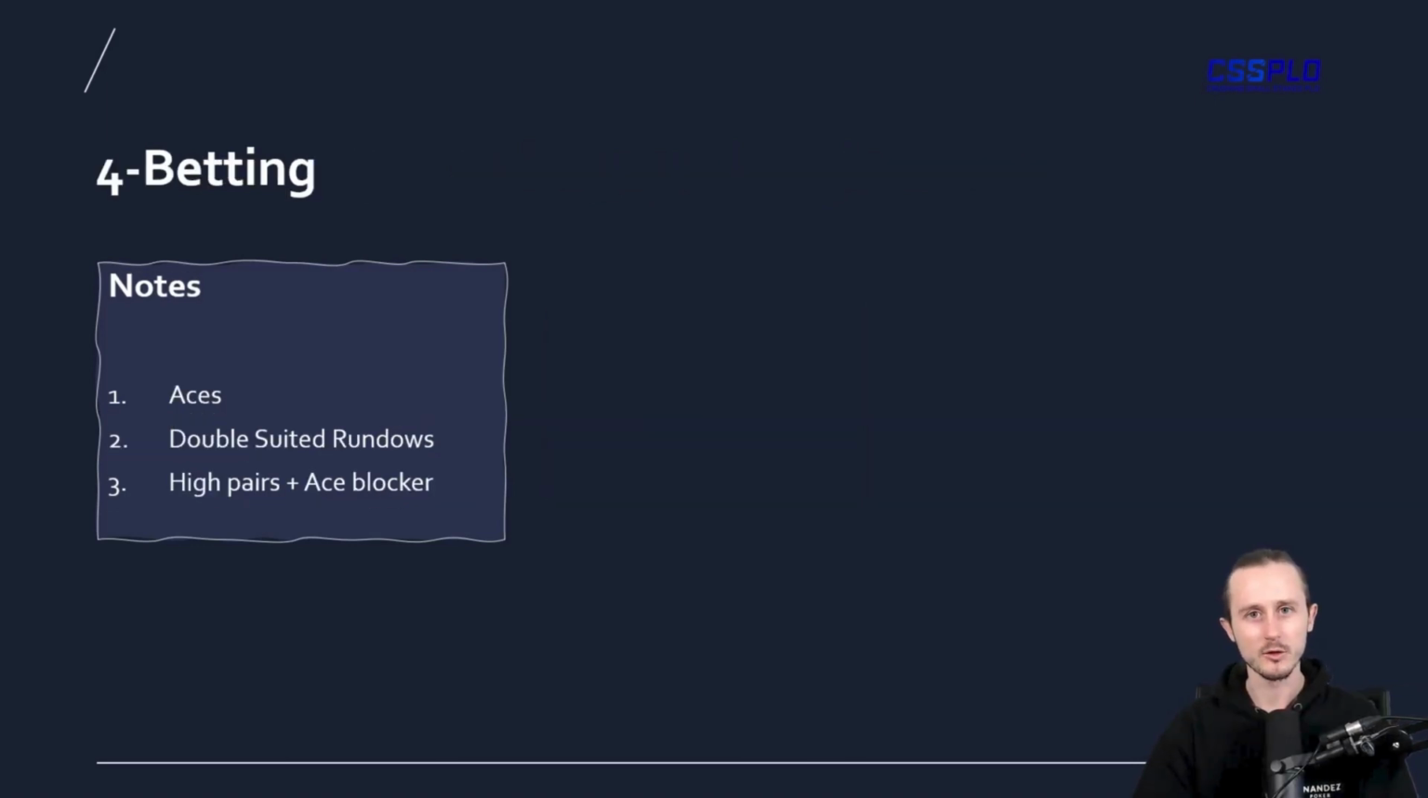Let's finally look into our 4-betting strategy here. So far we have learned that we should have a very tight calling strategy facing a squeeze here, that we should have a very high fold frequency. When it comes to 4-betting in this scenario, we know that we should always 4-bet aces. However, there are some groups of hands that we can also potentially 4-bet here. These are double suited rundowns and high pairs that have an ace blocker. Now let's look into some of these examples.